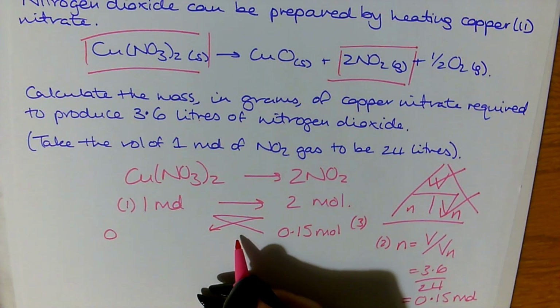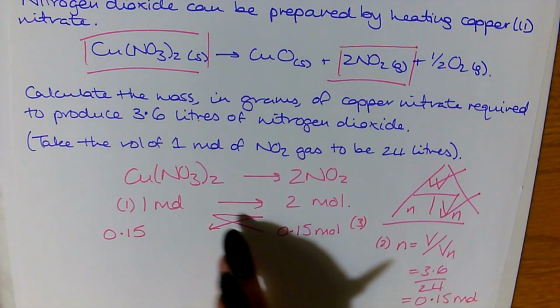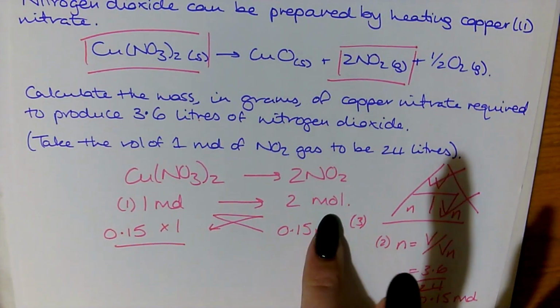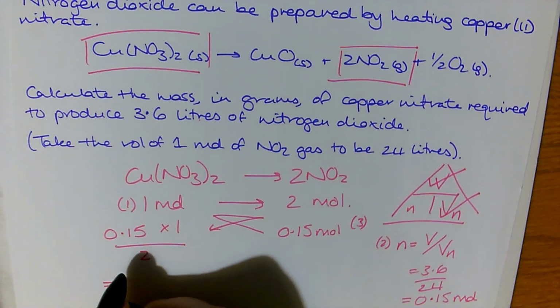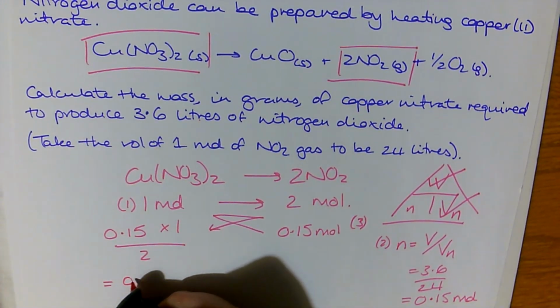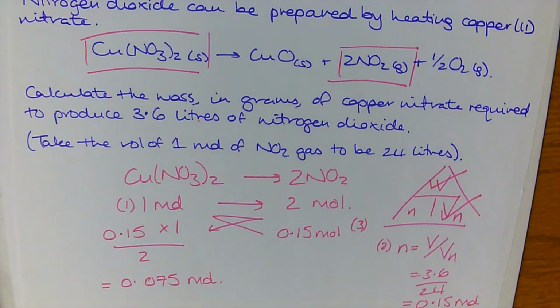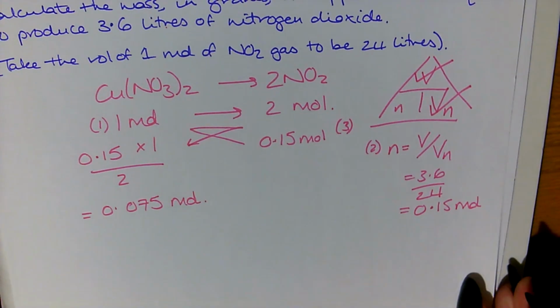This just means cross multiply, and what that essentially means is we're just doing 0.15 moles multiplied by the opposite side, so multiplied by 1, and then divided by the number that is on the same side. So we're going to do that, and that works out to be 0.075 moles of copper. Okay, so there we have worked out our number of moles of copper.